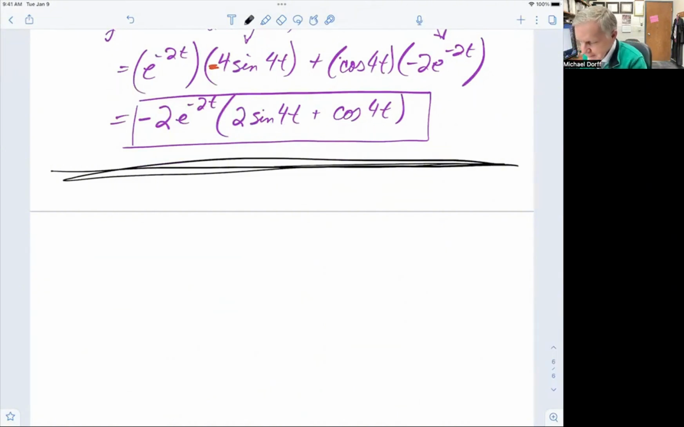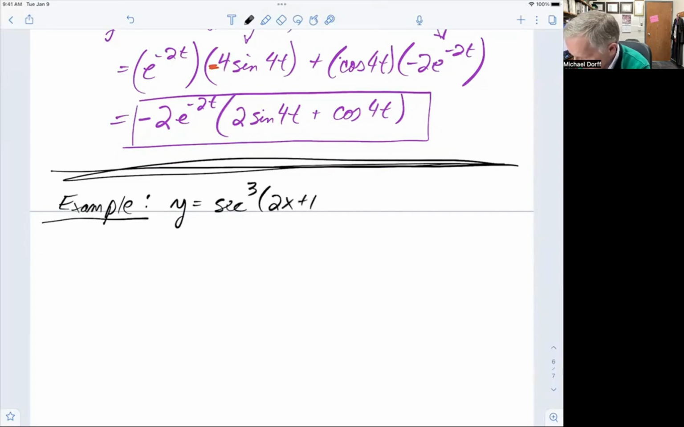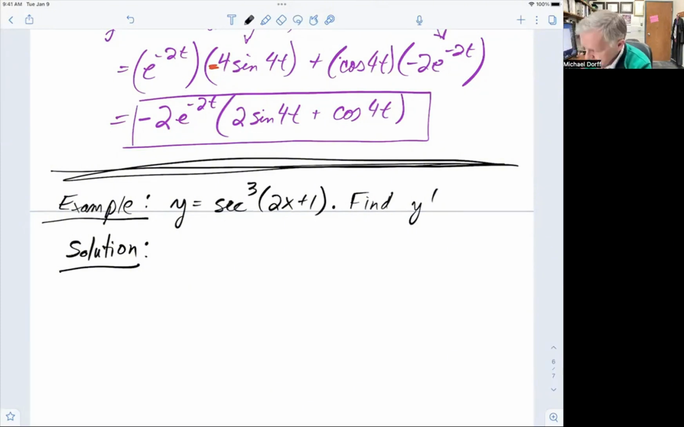Next, let's do another example. This one's going to be a little bit harder. I'm going to look at y equals secant cubed of 2x plus 1. Find y prime for that. Some of you may say, well, I could write secant cubed as secant times secant times secant and do the product rule a few times, and you could get the correct answer. In the long term, it's easier, I think, to do the chain rule here.